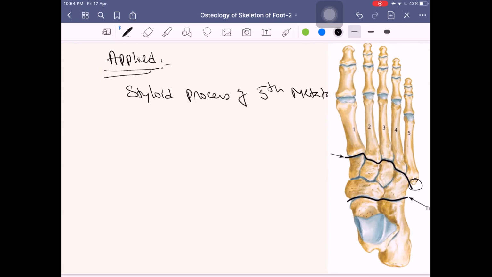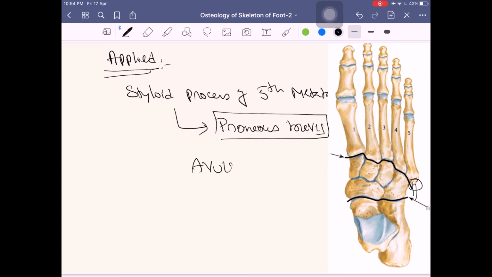So this is again involved in the fracture. What happens is, to this we have the attachment of peroneus brevis coming in and attaching to this. This I should have told you: the styloid process gives attachment to peroneus brevis. Longus goes deeper, but peroneus brevis attaches to this.